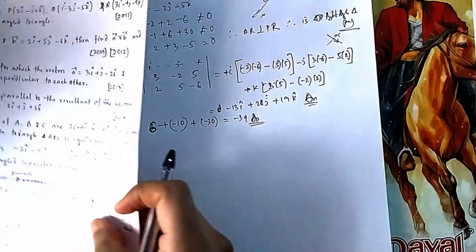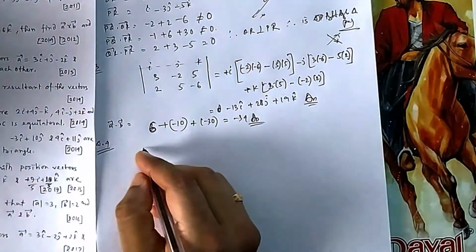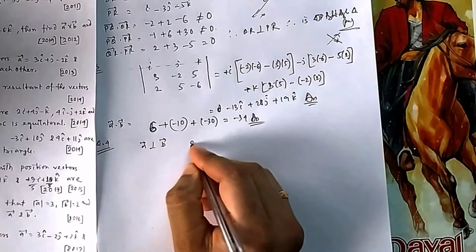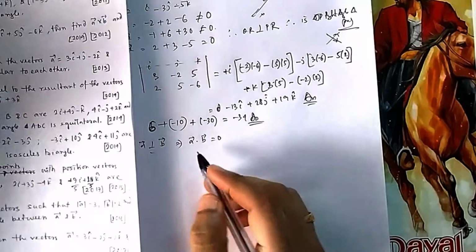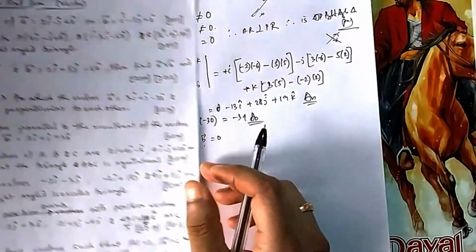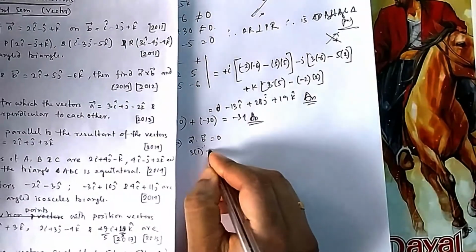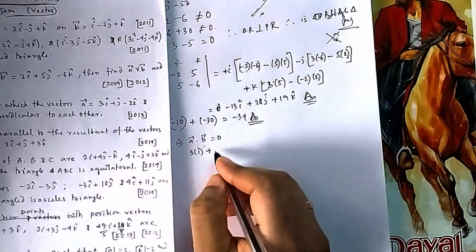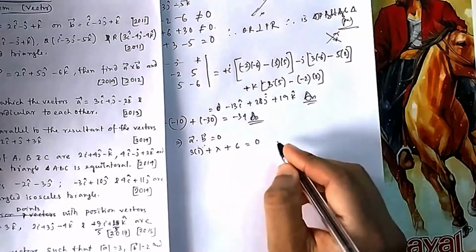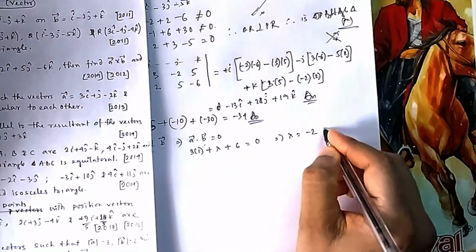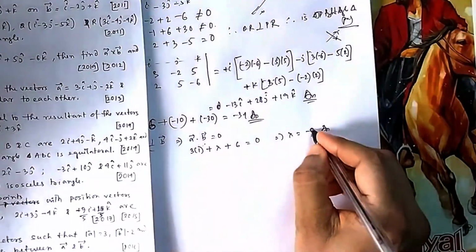Now if you come to question number 4, find the value of lambda for which these vectors are perpendicular. Because a vector is perpendicular to b vector, a dot b is 0. Therefore, if it is perpendicular, it should be 0, because dot is cos theta, and cos 90 is 0. So this dot should be 0. If you do this dot, it will be 3 into 1, plus 1 into lambda, that is lambda, plus minus 2 into minus 3, that is 6, which should be 0. This implies lambda should be equal to minus 9. So this is your answer.